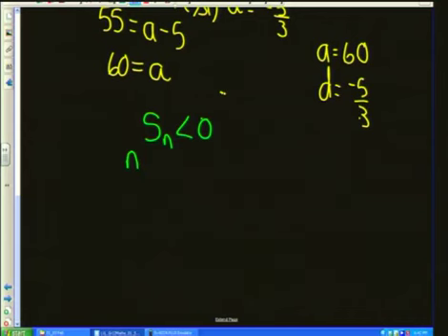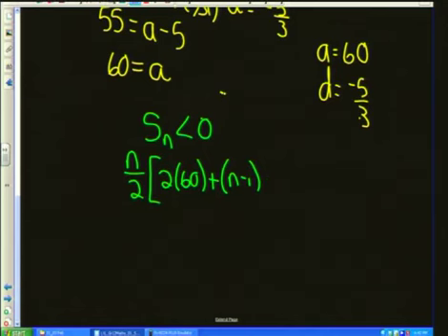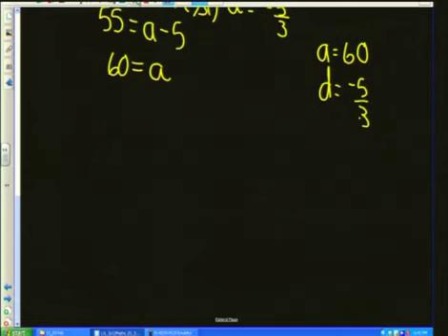Sn is n over 2. We obviously don't know what that is. We do know A is 60, so it's 2 times 60. Plus n minus 1, we don't know what it is. And the difference we do know, which is minus 5/3. In fact, I think it's Tn. In fact, I'm pretty sure it's Tn. Sorry, I'm going to change it because I'm sure it's Tn. I meant to check that in the break and then didn't. But it's fine. It'll serve the purpose we want anyhow.